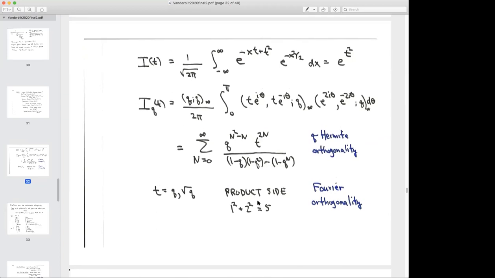Well, this is what Rogers was doing in 1894. He's basically doing a Q version of a very simple integral, evaluating it in 2 different ways and seeing what you get. You get the sum equals the product.